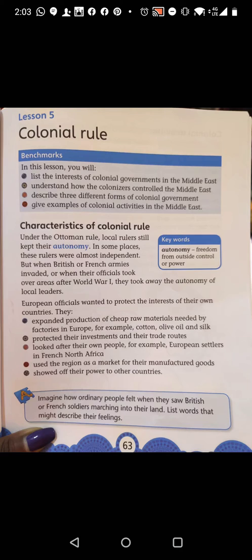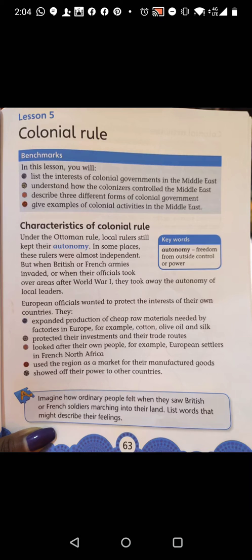But when British or French armies invaded, or when their officials took over areas after World War I, they took away the autonomy of local leaders. After World War I, they took away that freedom from these local leaders under the Ottoman Empire. These European officials wanted to protect the interests of their own countries.